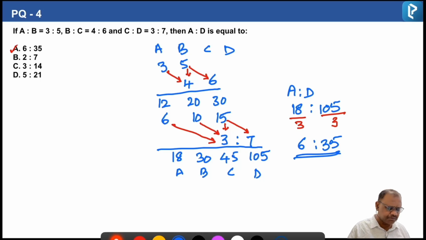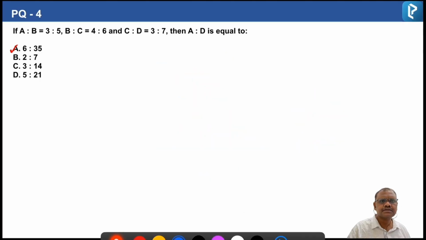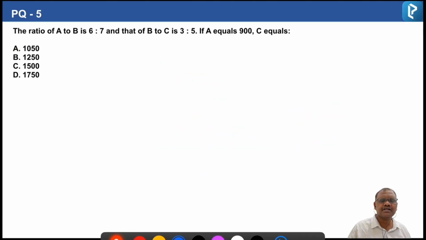So this is how we combine the three ratios. Now let us move on to question number 5. The ratio of A to B is 6:7 and that of B to C is 3:5. If A is equal to 900, C equals what? So let us write down the given data. A, B, C. A to B is 6:7. B to C is 3:5.